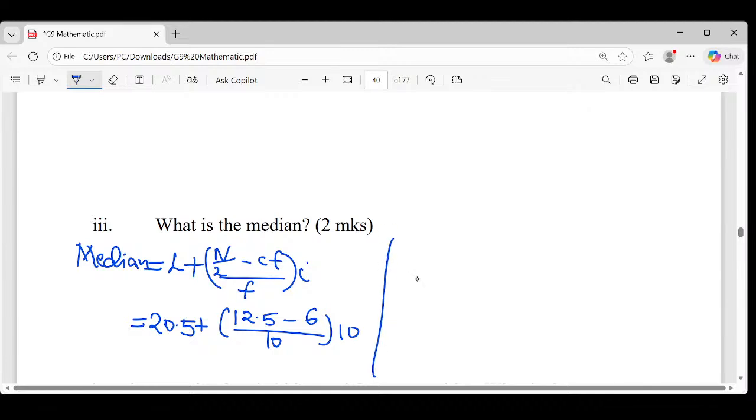So this will give you 20.5 plus, when you take 12.5 minus 6 divided by 10 times 10, that is 6.5. Then when you add 20.5 plus 6.5, you get 27. And that will be your median. 27 will be your median as per the data.